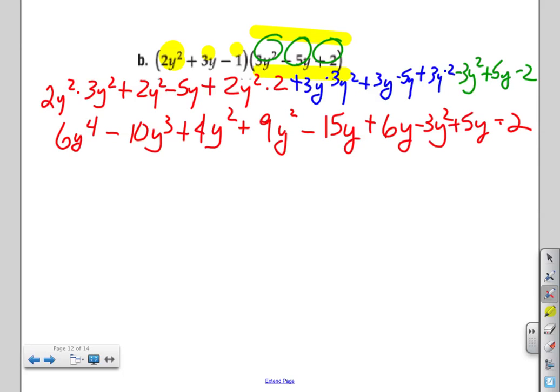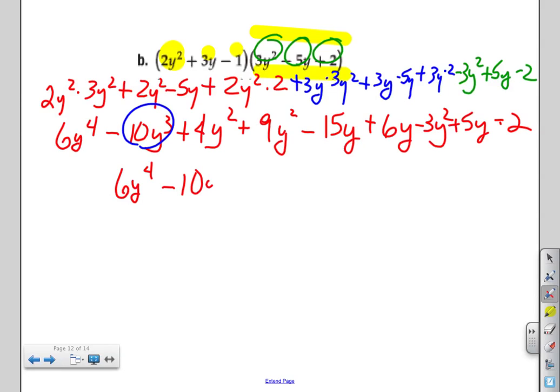Okay, what's alike? Well, there's only one 6y to the 4th, so we're good there. Then we have a negative y cubed. Do we have another cubed? Seems like we should. Where am I missing it, guys? Are you guys seeing it? Well, let's just write it, maybe I'm not missing it.